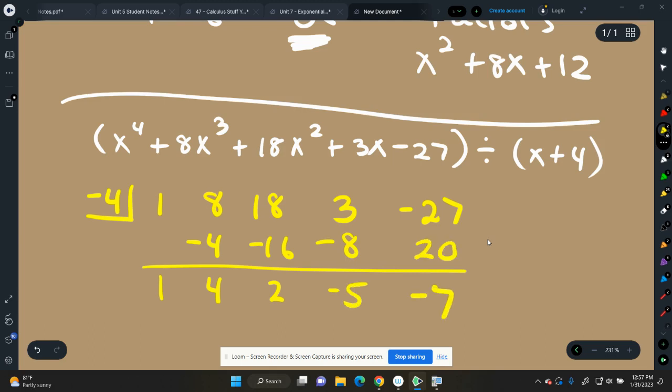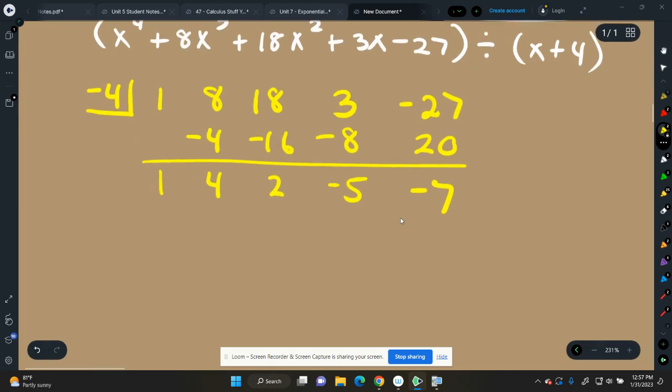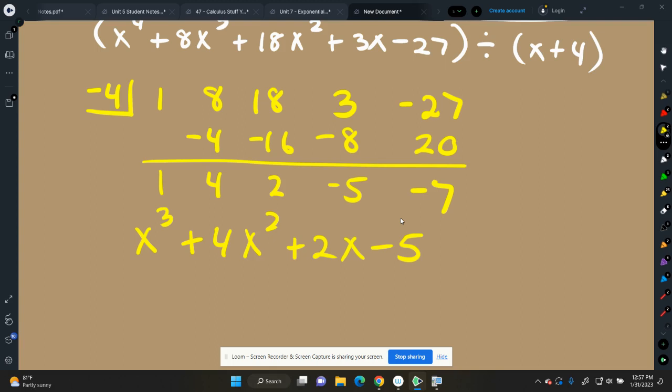All right. Do we have a remainder? Yes. Okay, so what does this actually equal? We started off with x to the 4th, so we're going to end up with x to the 3rd. So x to the 3rd plus 4x squared plus 2x minus 5. Now we have a remainder. Plus the remainder of negative 7. I'll just write it like that for now.